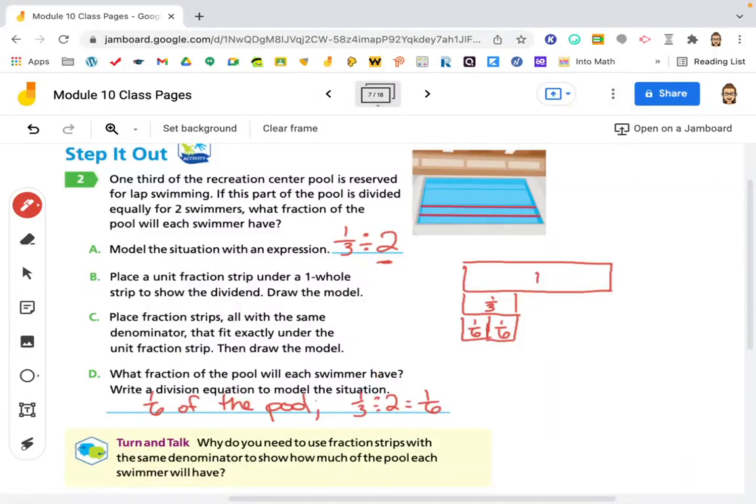And that is all for today's lesson. Hopefully you are now able to divide a unit fraction by a whole number using a visual fraction model. And remember, in order to be a math person, all you have to do is be a person and do math.